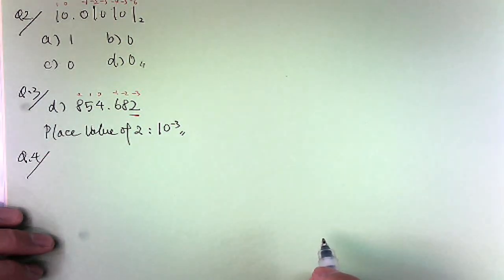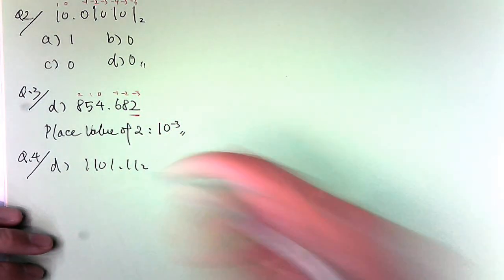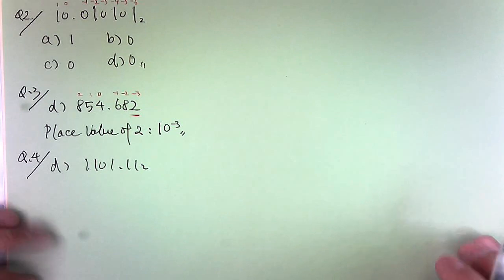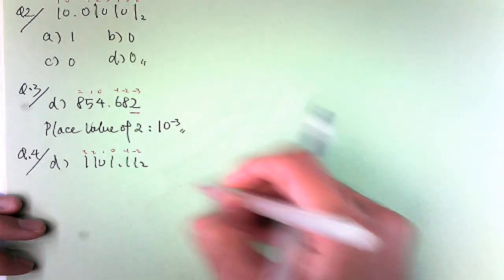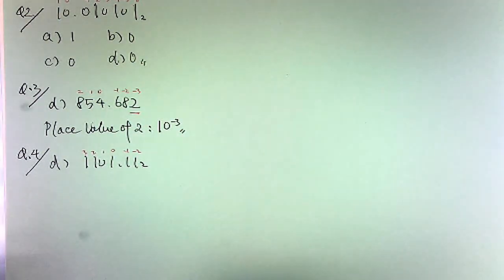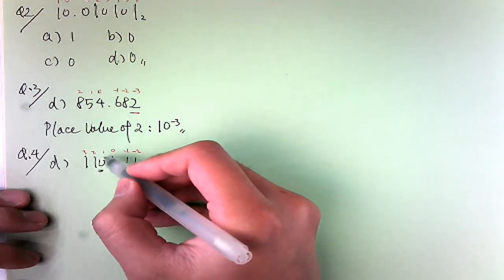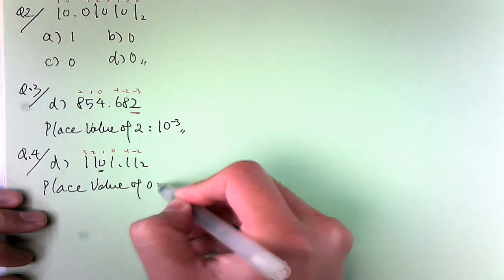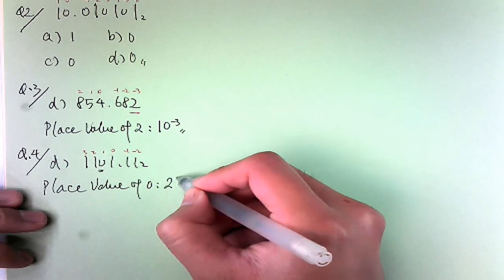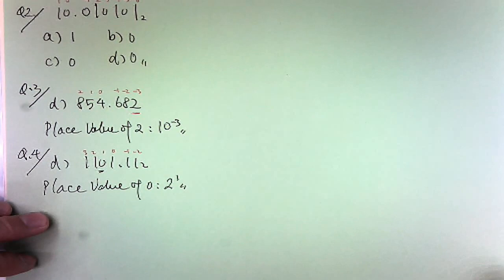Copy out the D. 1101.112. So this is actually the binary number. We mark all the power first: 0, 1, 2, 3, minus 1, minus 2. Understand? So for this case, we have to write down the place value of the digit 0. Look at the power, it's just 1, right? So we write place value of 0 is actually 2 to the power 1. Understand? It's okay.